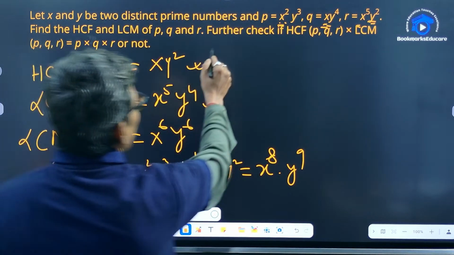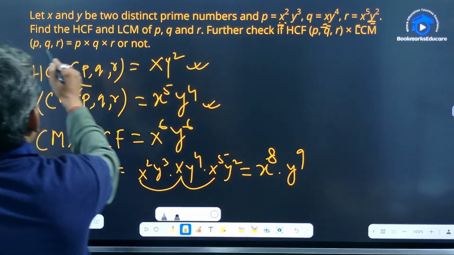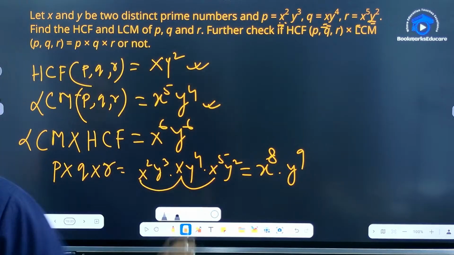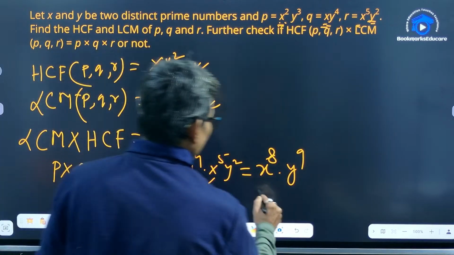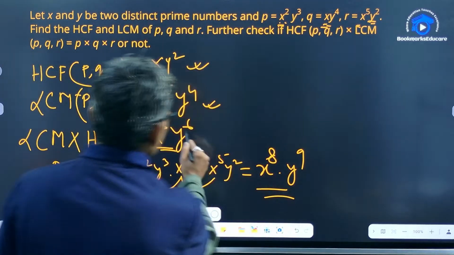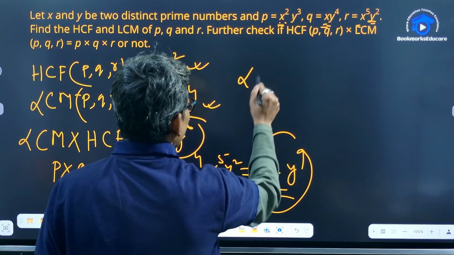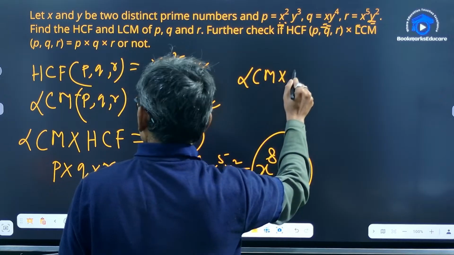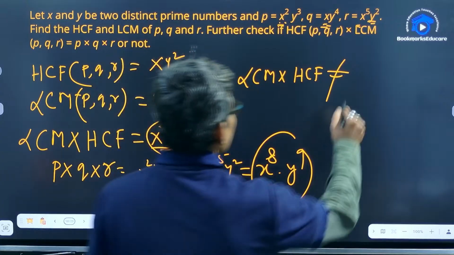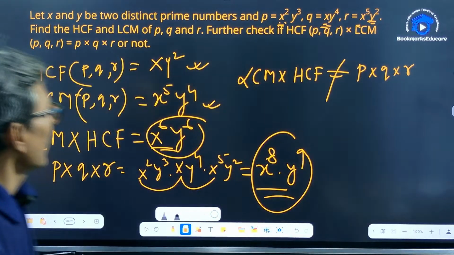सो अब बोला further check if HCF into LCM of the given three numbers is the product of them. So here evidently we can see that these two expressions are not same. So we can write LCM into HCF is not equal to p into q into r. Okay.